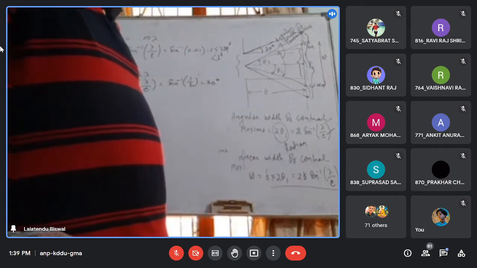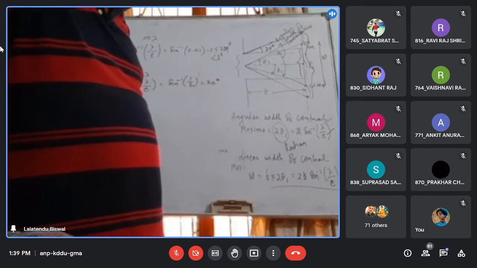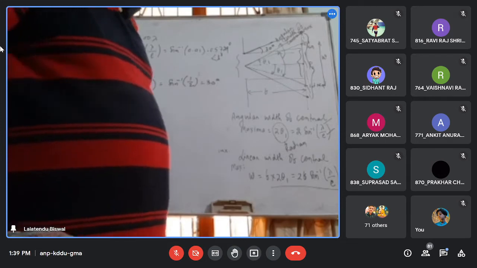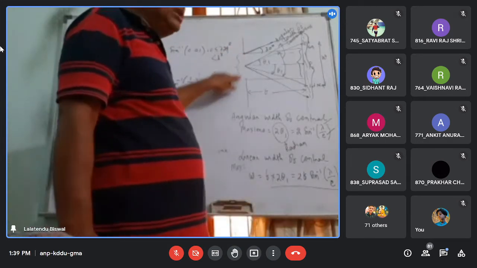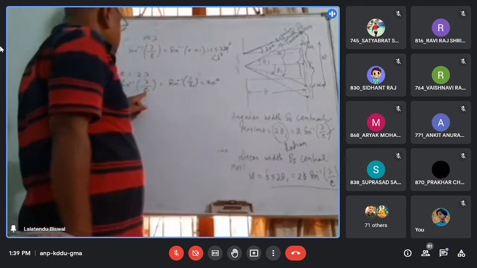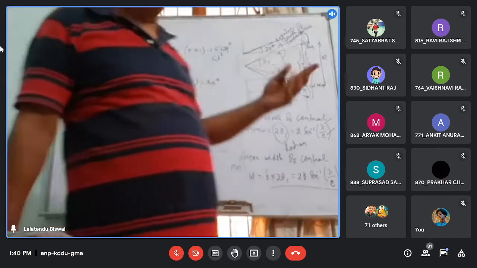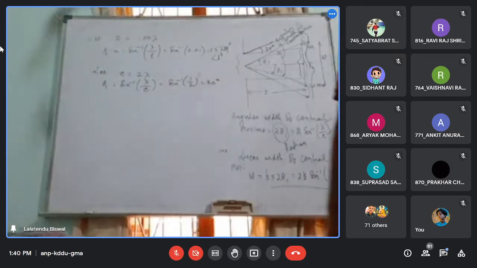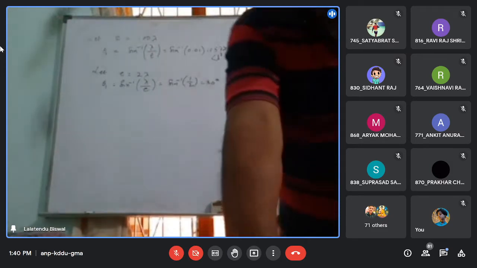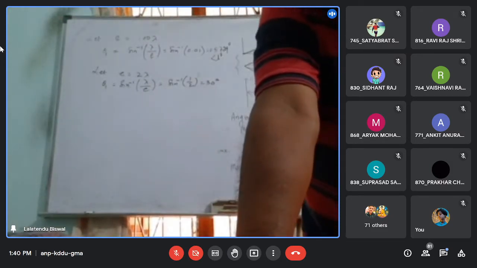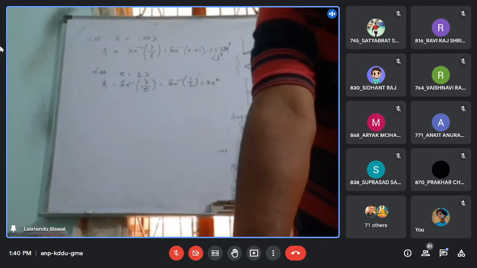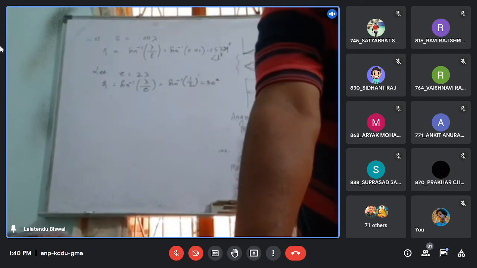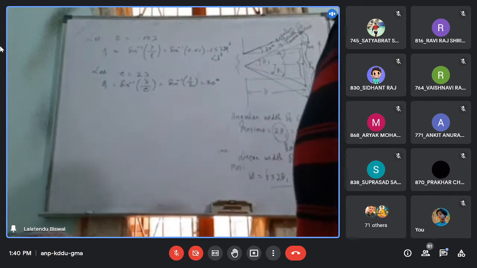So if you want to see the bending of light prominently at a single slit, the size of the slit should be comparable to the size of the wavelength. That is what I was telling earlier. To see a prominent diffraction pattern, you need the size of the slit to be comparable to the size of the wavelength of the incident light.